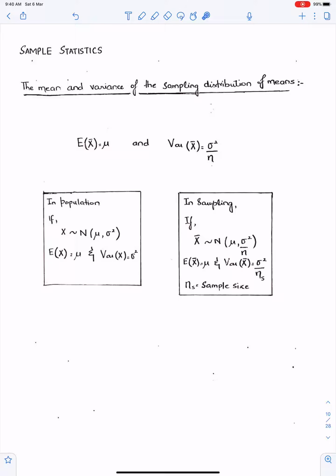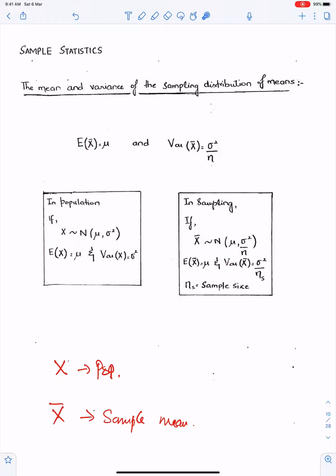In population, you write X follows normal with mean mu and variance sigma square. You have done this in S1. E of X is mu and Var of X is sigma square. This is for population. This is very important: capital X means population and x bar means distribution of sample means. Make sure you understand the notations well.